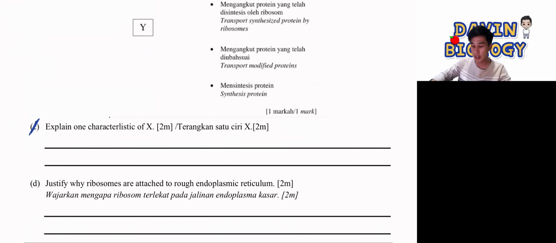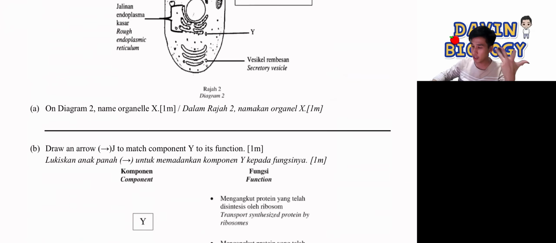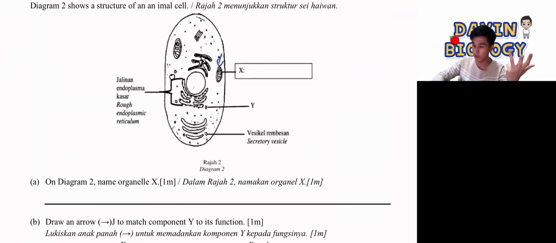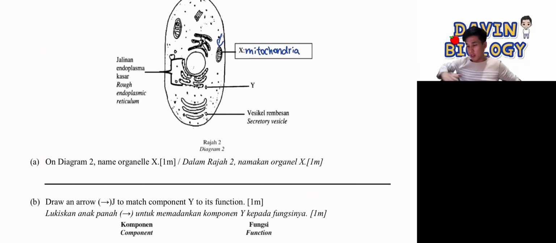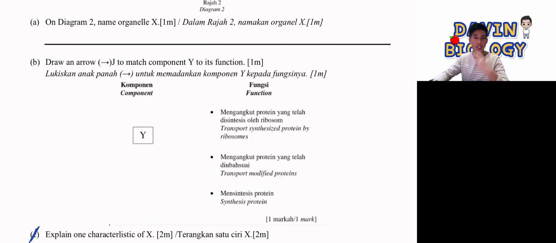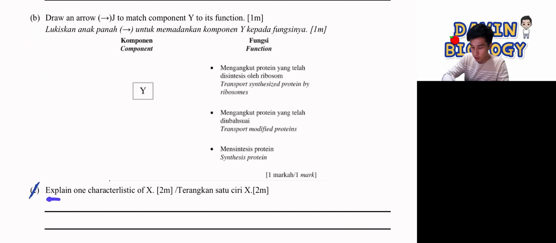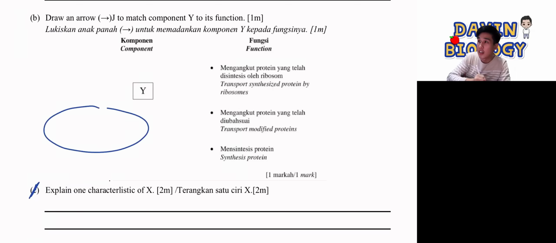You just practice yourself. Now, explain one characteristic of X. X, you can see, is quite obviously our mitochondria. If they ask for a characteristic of mitochondria, remember or not? What is the characteristic of mitochondria? Double membrane. Okay, double membrane cannot be used for this one, because double membrane has nothing to explain. If they just say state the characteristics, yes, you can say double membrane, but it has nothing to explain. So another thing: the outer membrane is like that, but the inner one is folded, remember?